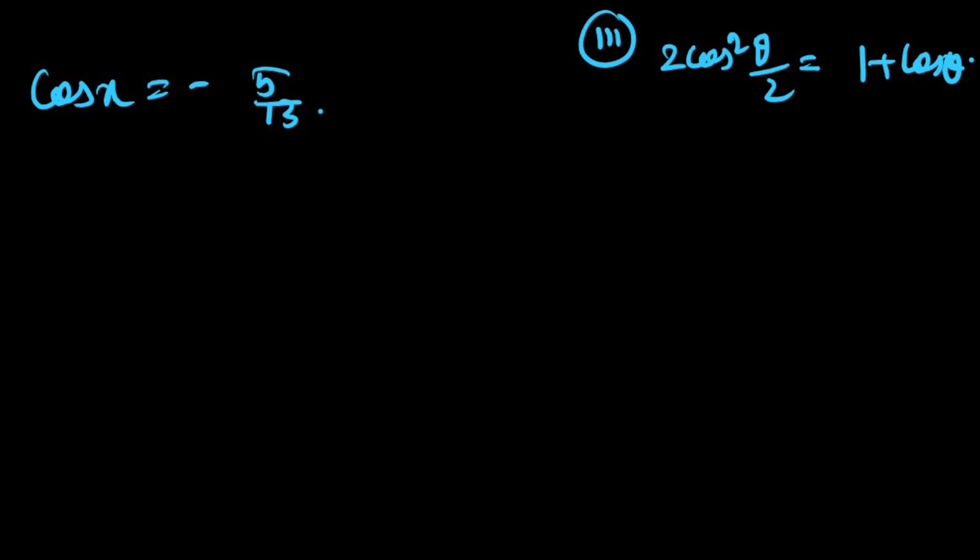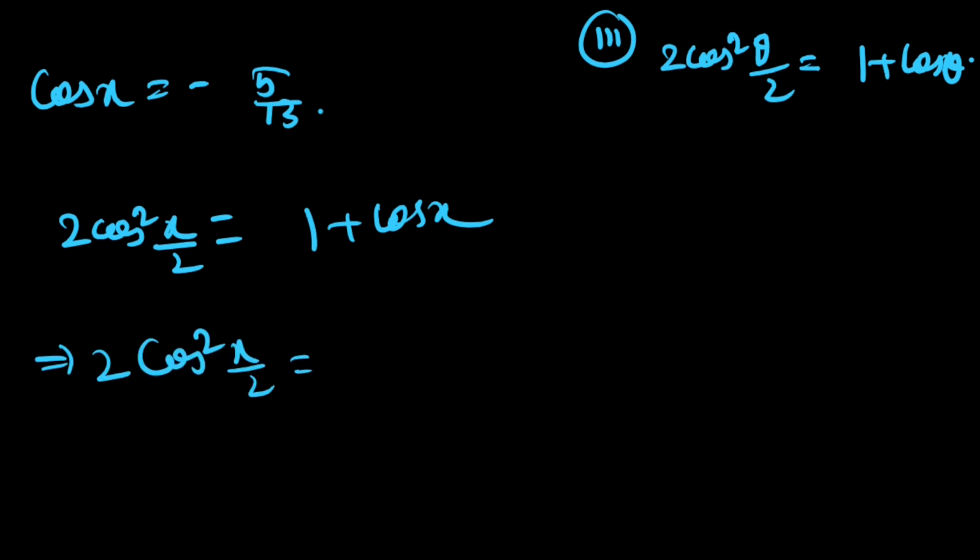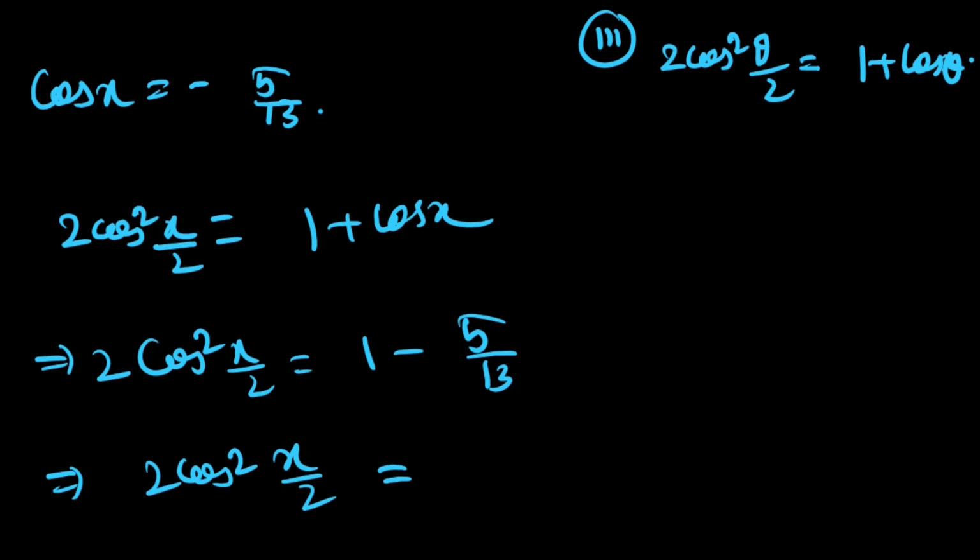So 2 cos square x by 2 is equal to 1 plus cos x. This implies 2 cos square x by 2 is equal to 1 minus 5 over 13. This implies 2 cos square x by 2 is equal to 8 by 13. Therefore, cos square x by 2 is equal to 4 by 13.